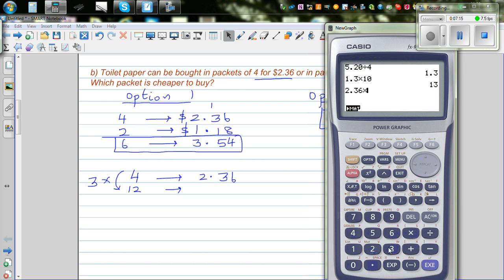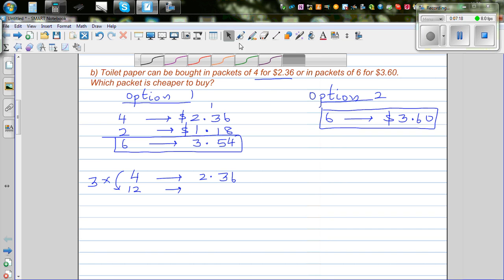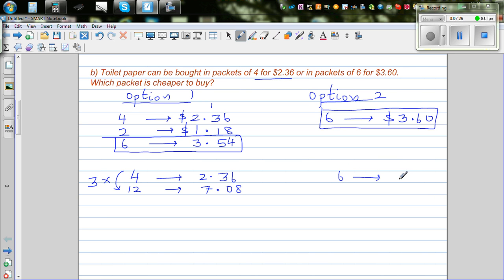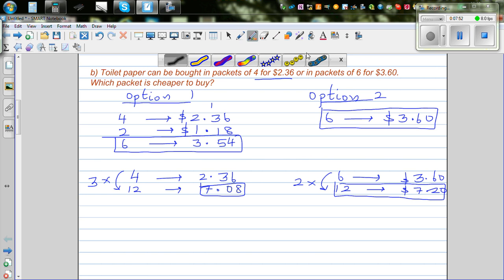2.36 times 3 is $7.08. So this is 7.08. Here, for 6 you get it for $3.60. So 12, that means if you buy 2 of them, this is times 2, so this is $7.20. This way also you can see this is $7.20, and here you get $7.08. So option 1 is, I'll put a smiley face for option 1. This is the option that I'm going to choose.